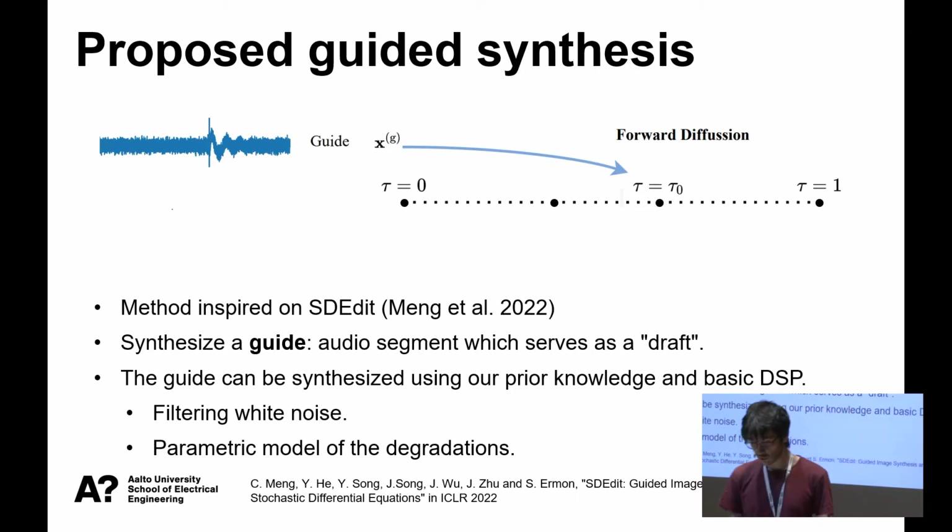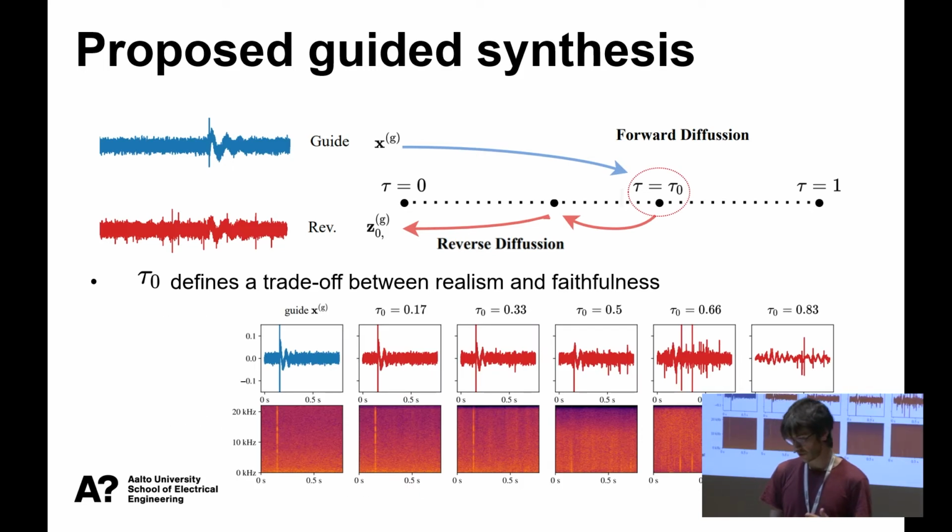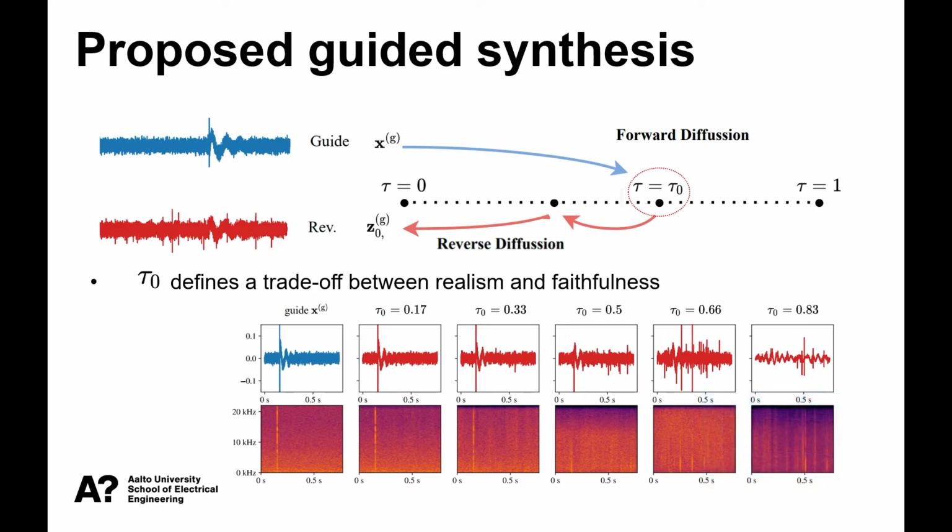Since we have not completely destroyed this guide, you can expect that the result will have some similar properties to the guide, but it would optimally be mapped to somewhere close to the training data distribution. So you can expect that the synthesized noise will have some finer details that are more realistic. Then there is this tau 0 parameter that defines a trade-off between realism and faithfulness.